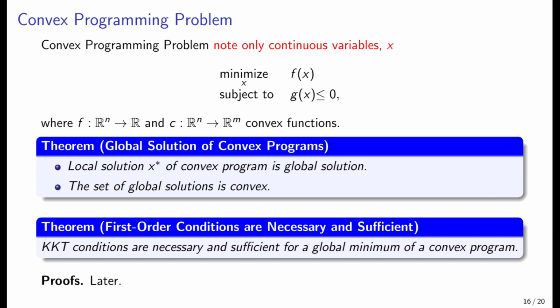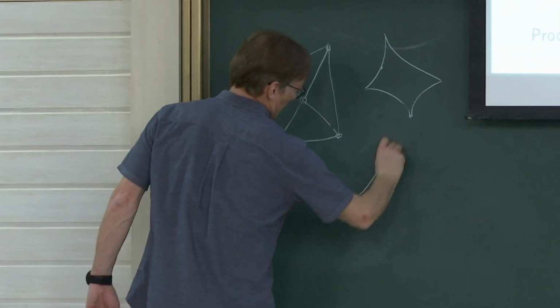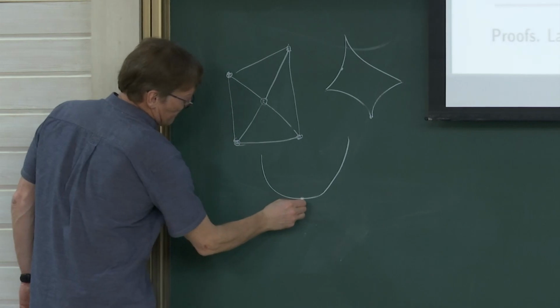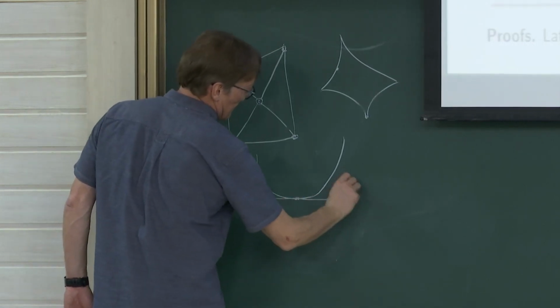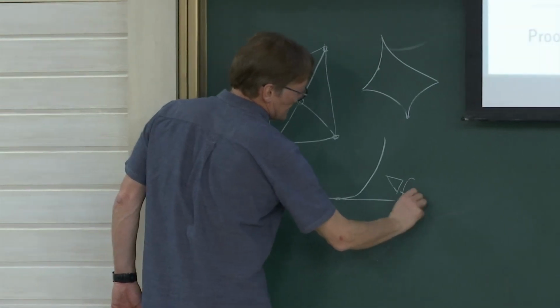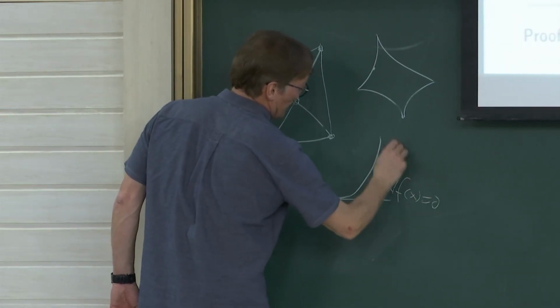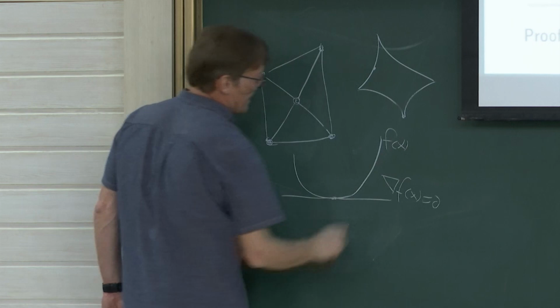And so there are these first order necessary and sufficient conditions, which we'll talk about later. And for the minimum of a convex program, they're necessary and sufficient. So think of those as first order conditions. So if I have a convex function, the condition of having a minimum is that the gradient is equal to 0 for this function f of x.